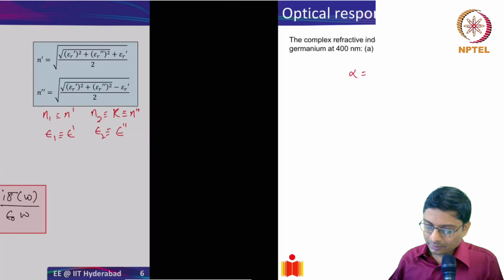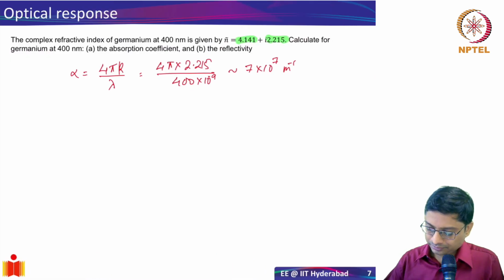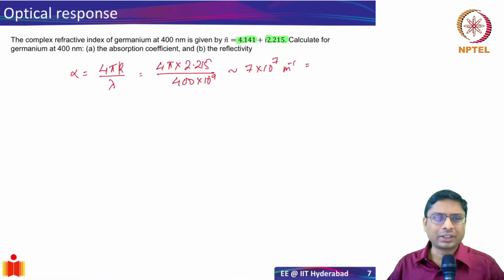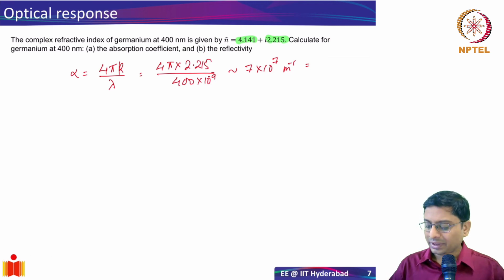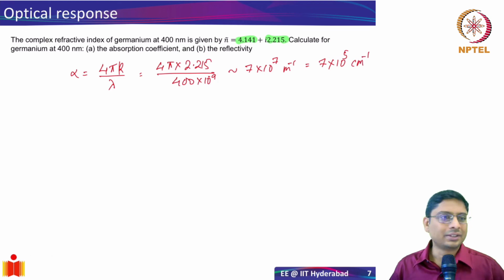So basically your absorption, well, if you can talk of it in meters or per meters or per centimeters, this is going to be 7 into 10 power 5 per centimeter inverse. All right, so yeah, the same metric. So this is the absorption coefficient.